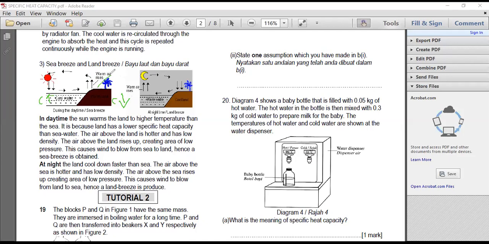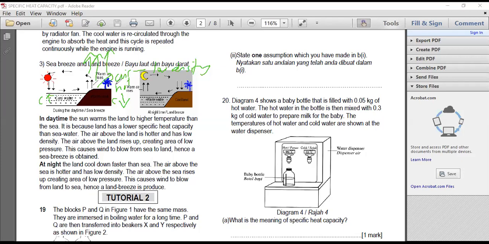Because of that, the air above the land will be hot. Hot means it will have low density. Because of low density, the air will rise up. When the air rises up, this area becomes something like a semi-vacuum, because the air goes up and it becomes something like empty. So this region will be low pressure. Because this is low pressure, the wind will blow from sea to land.